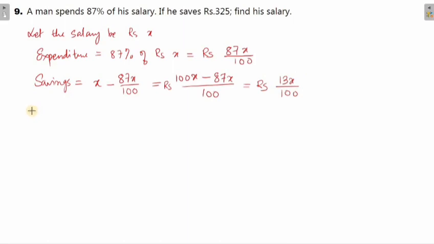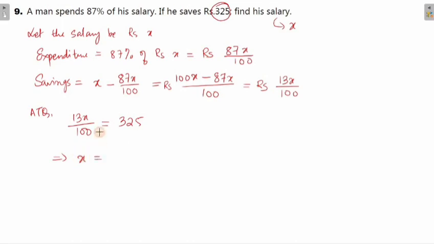Now according to the question, if this is the saving, this is also my saving, isn't it? So this must be equal to this, because both of them are savings. So according to the question, we must have 13X by 100 equal to 325. From here you need to find the salary. Salary is X, so we need to find the value of X.